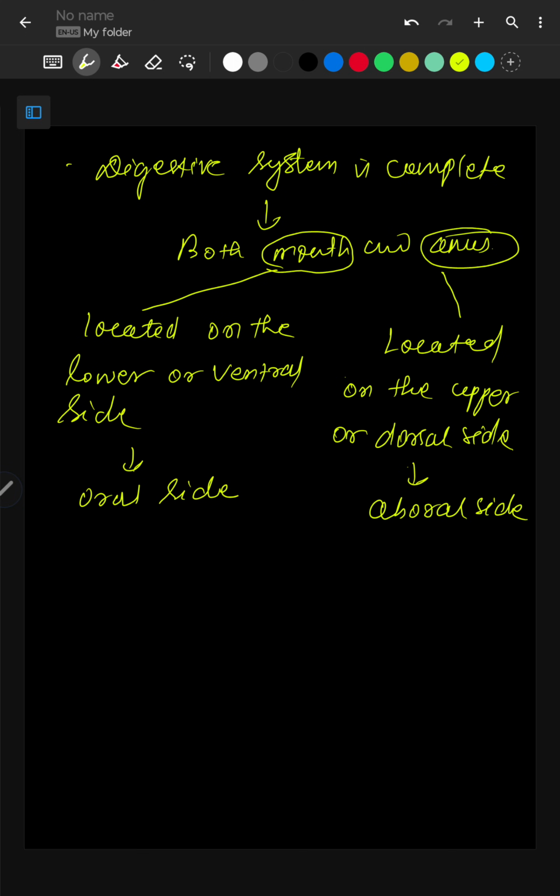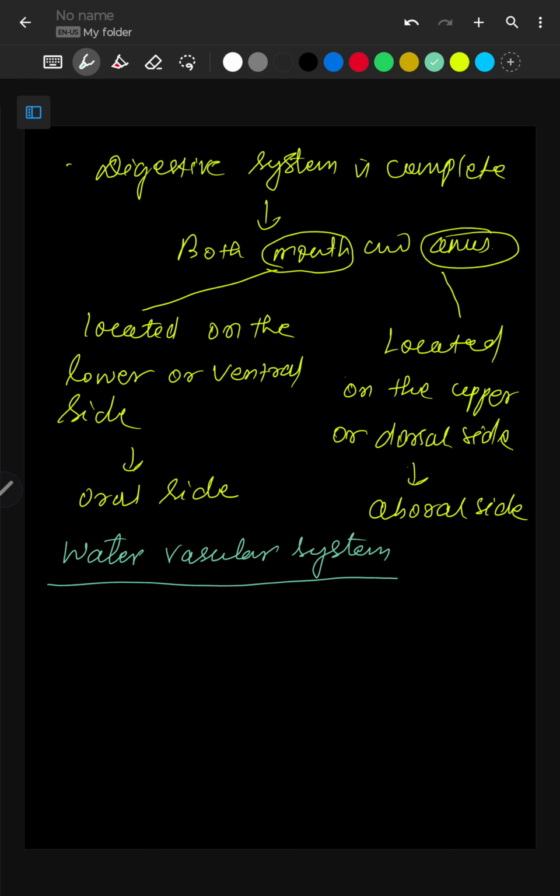Now come to another unique feature, that is water vascular system. See, there is a huge difference between water vascular system and water canal system. Water canal system is present in porifera, whereas water vascular system is present in Echinodermata. At the end I will tell you the differences. I'll give you the notes even. So let me first explain what is water vascular system.